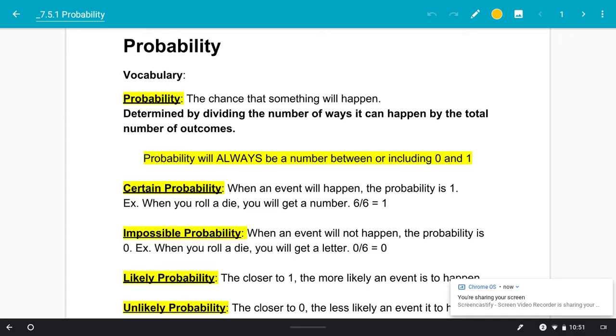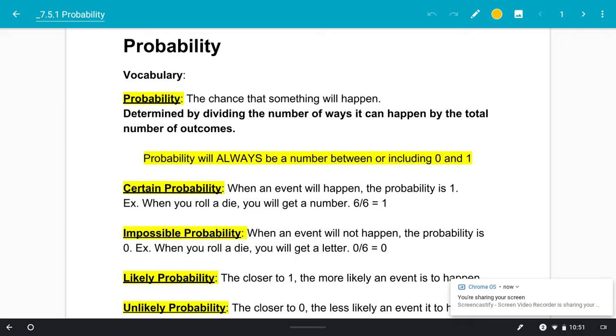So we hear about probability when we talk about the probability that it's going to rain during the day, or when we talk about the probability that you're going to win something. So we see this as the chance that that event will occur. Some event, whether that event be that it's going to rain or that you're going to win. So we can determine it by dividing the number of ways that it can happen by the total number of outcomes.